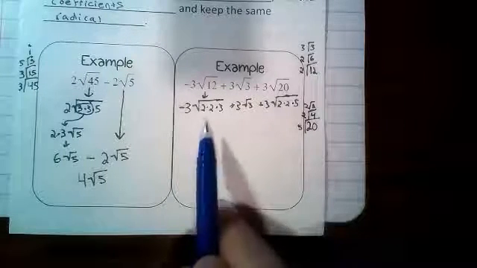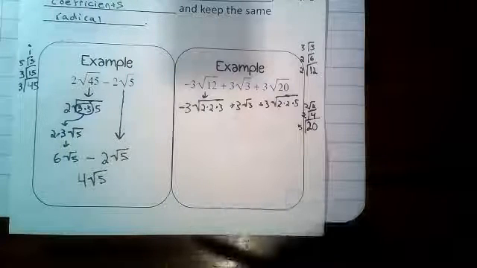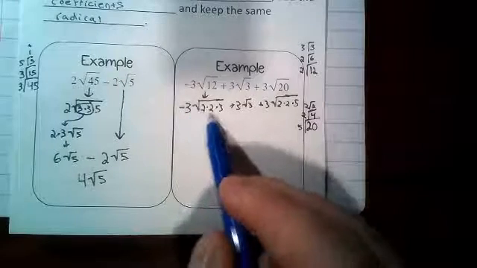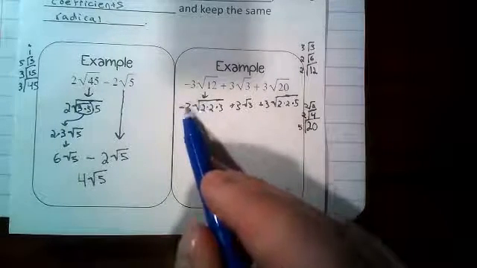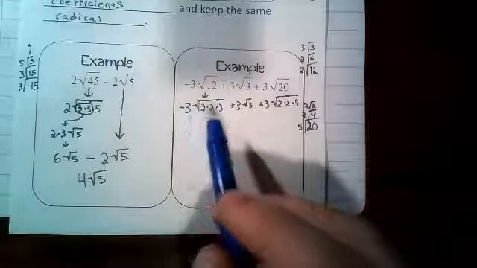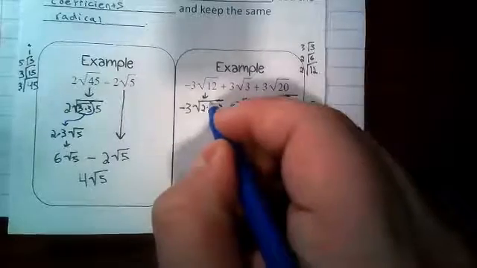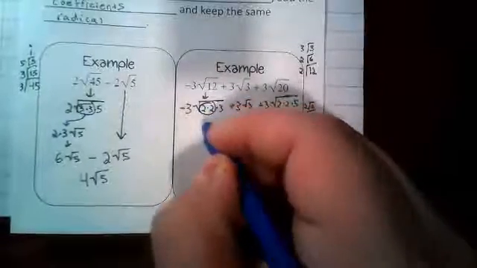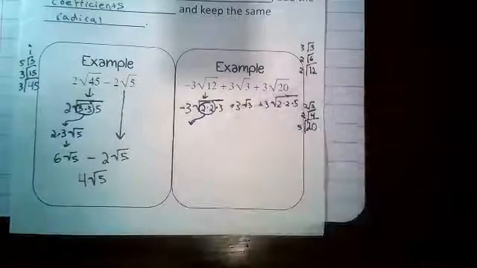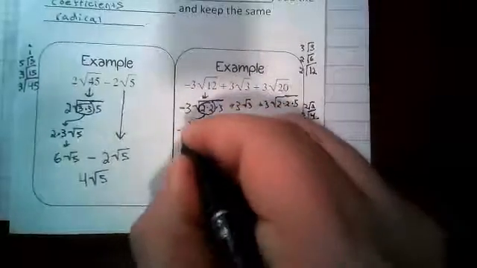So now, after I find the prime factorization, I want to start pulling out groups of whatever the index is. So if these were third roots, I'd pull out groups of 3. If there's fourth roots, it'd be a group of 4. There's no number here, so we assume it's a square root, which means I pull out groups of 2. Here's a group of 2. So I'm going to be pulling out that negative 2. I'm sorry, that 2. And I'll have negative 3.